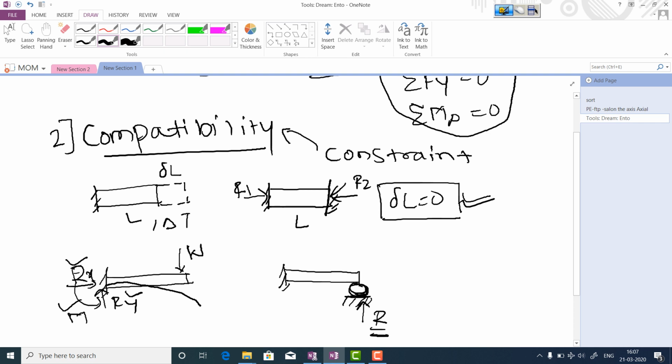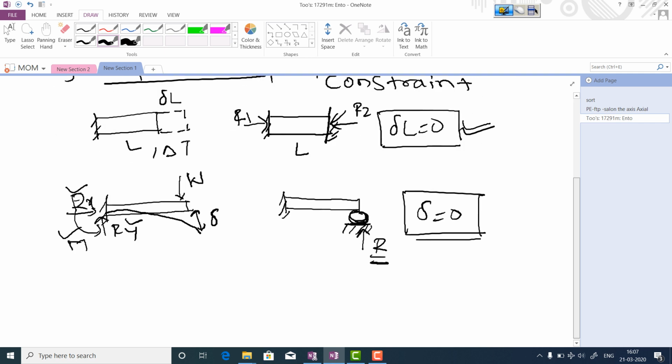So in that case, we'll use the compatibility equations. Here there was some deflection delta, but because of this roller, this deflection will be zero. So this is the extra equation that we get from compatibility. That means whenever the equilibrium equations are not sufficient to find all the reactions, compatibility comes to the rescue and helps us in finding that extra unknown.